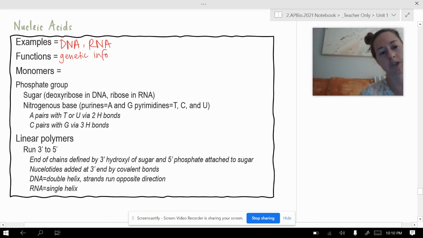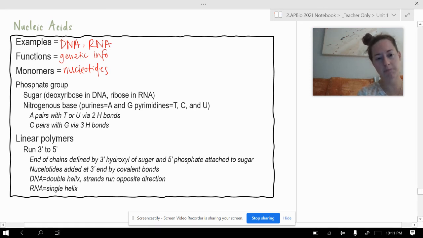So they're giant storage molecules. Think about them almost like a giant computer, where the order of the bases in them is the code for the program. You're the program. Monomers of nucleic acids are called nucleotides. Nucleotides are made up of 3 parts: a phosphate group, a sugar, and a nitrogenous base.